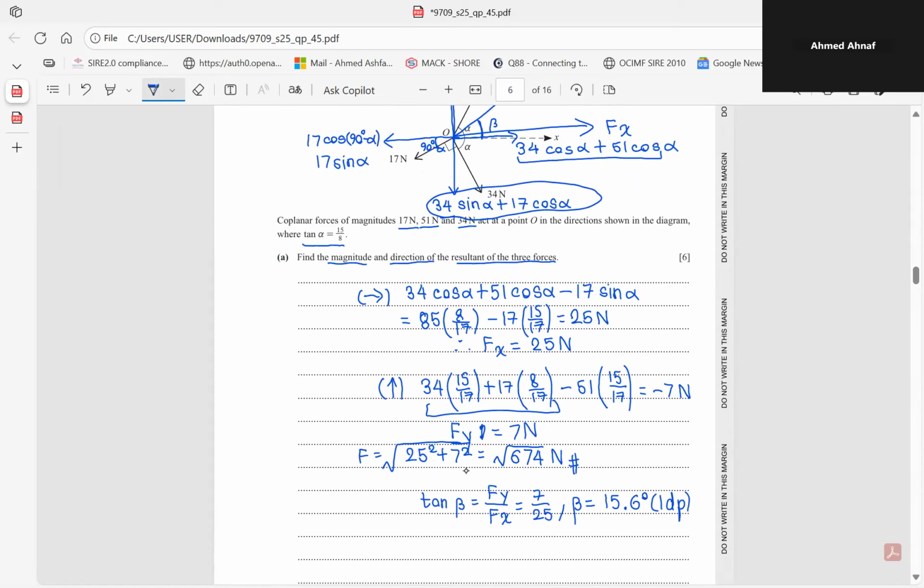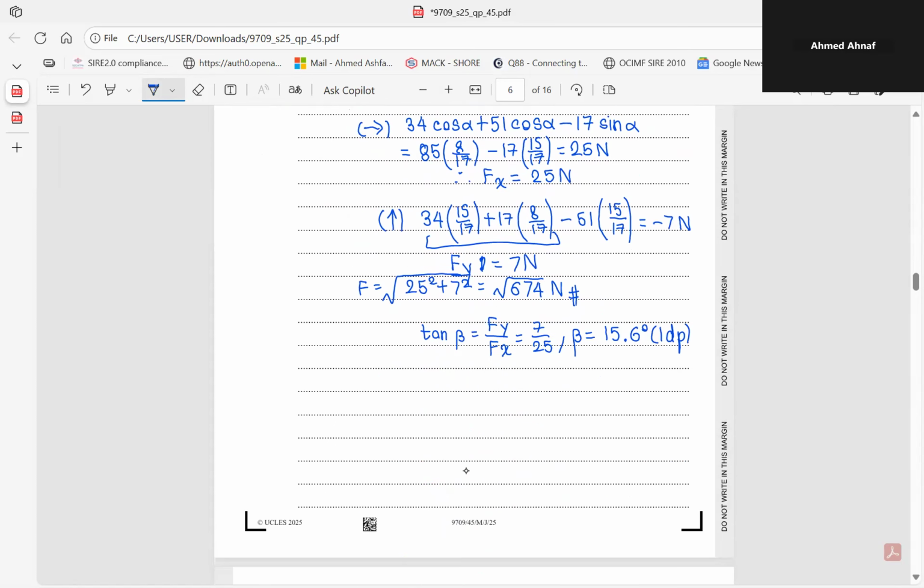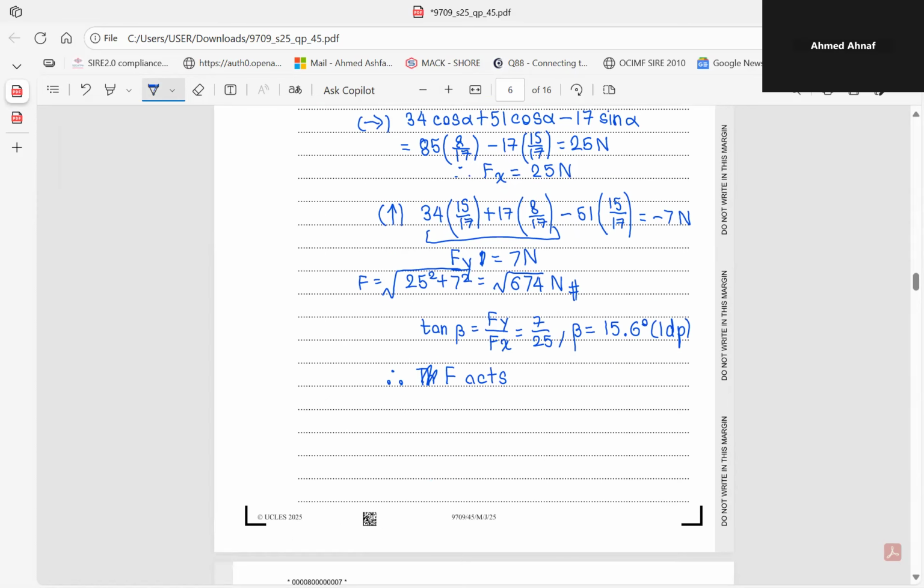Okay, so yeah, we can say that the resultant force is square root 674 newtons, at 15.6 degrees above the horizontal.